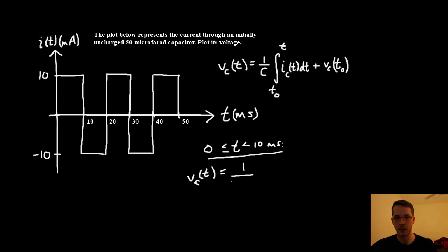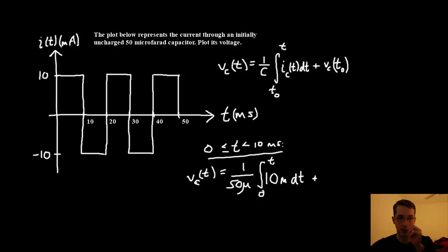C is 50 microfarads, so 50 micro. And here we want a function of time for Vc of t, so we're going to have our limits go from 0 to t. In this time frame, the current is just 10 milliamps, so 10 milli goes right here, dt. So plus some kind of initial condition.